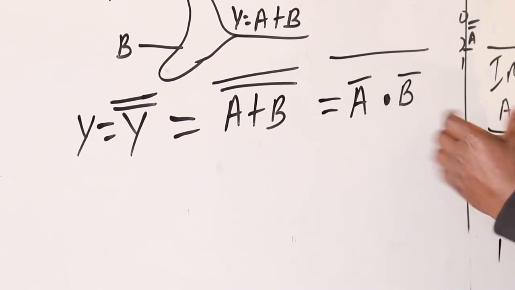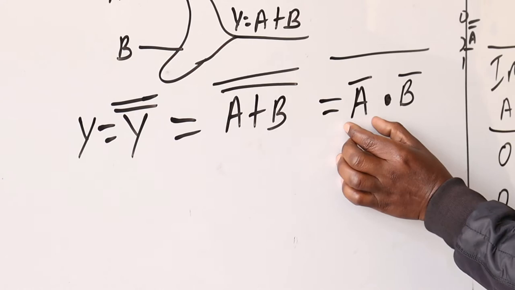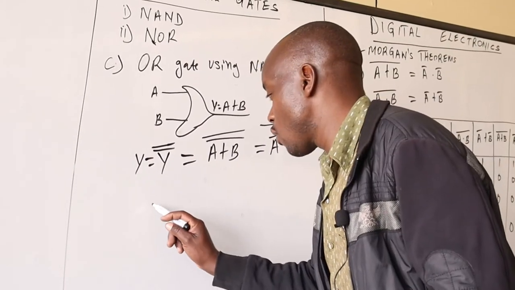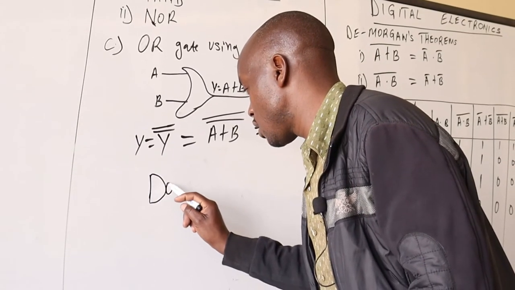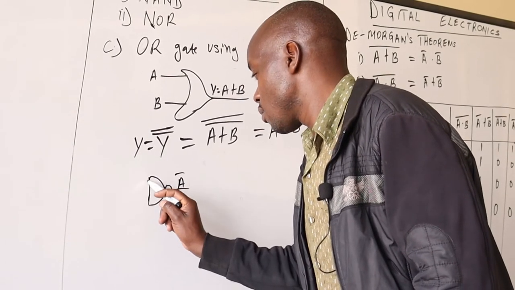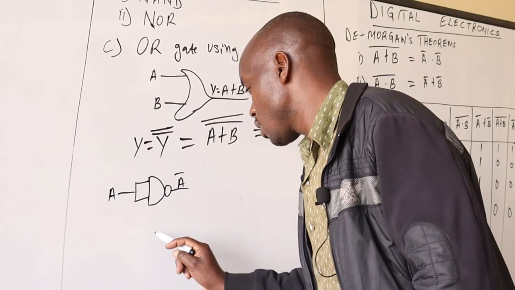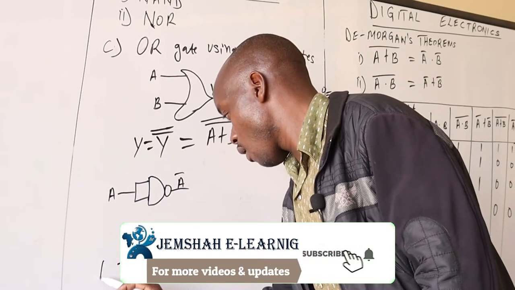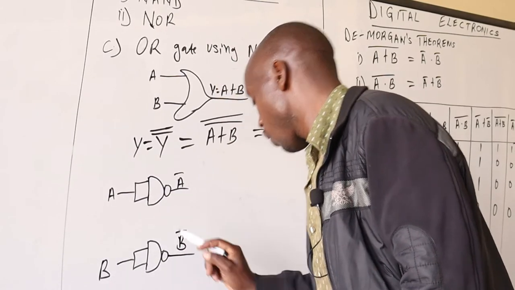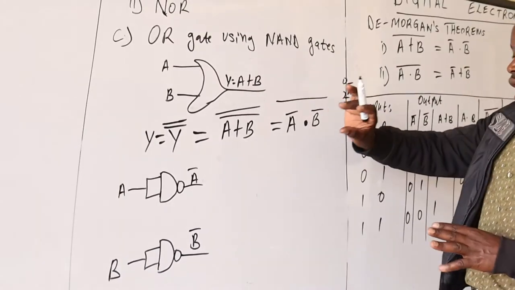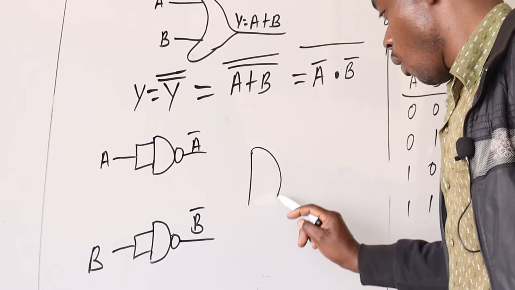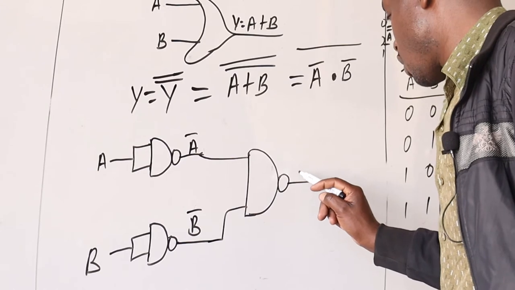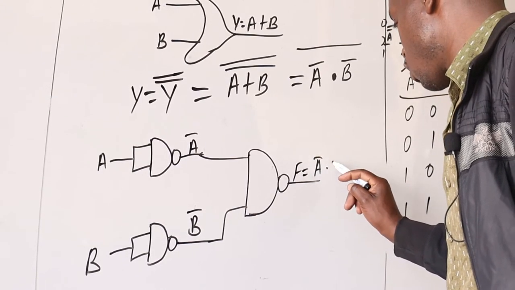Now, to obtain an OR gate using NAND gates, I require the first NAND to obtain A bar, then the second to obtain B bar, then the third to do what? To obtain the output. So I have the first NAND gate. By feeding it with A, it will give us A bar. Then the second NAND gate will give us B bar. Once I have this A bar and B bar inverted, I bring the third NAND gate, so that from here I have this coming here, and also this one coming here. So you can say our output F is the same as A bar dot B bar, bar.